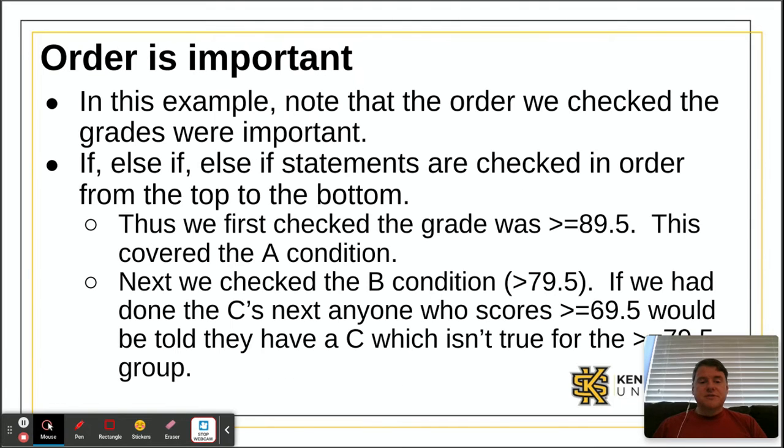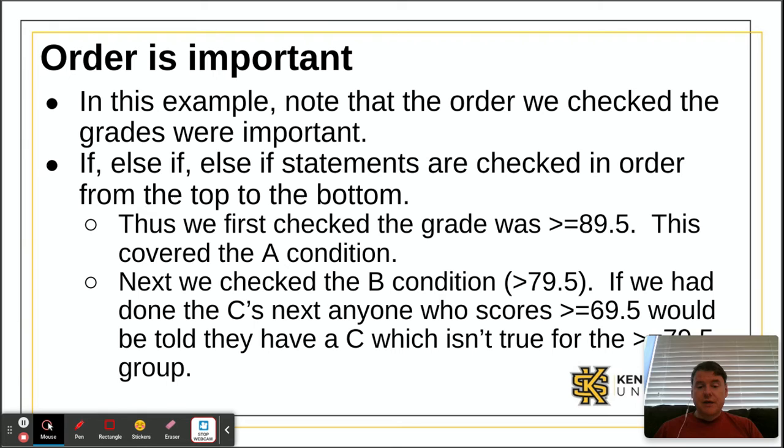All right, so a couple of things to notice. The order of those statements is very important. You could do it exactly the opposite way, and you could say if their grade is less than 69.5, they get an F. If it's less than 79.5, they get a D. If it's less than 89.5, they get a C. If it's less than 90, or whatever. You could do it in reverse.